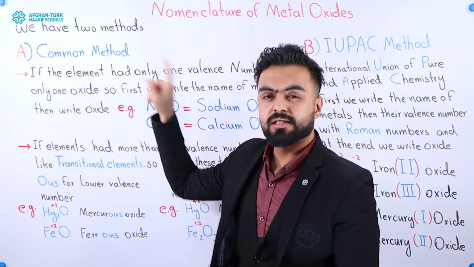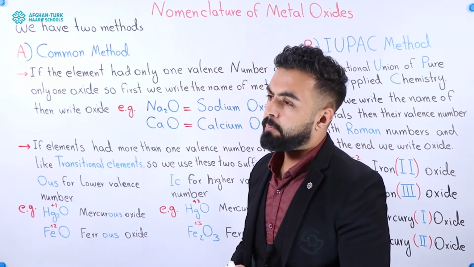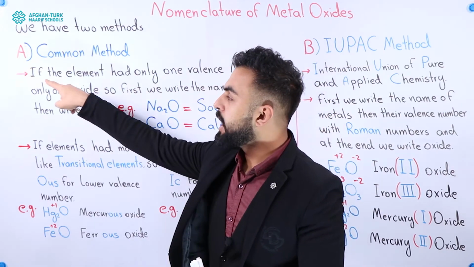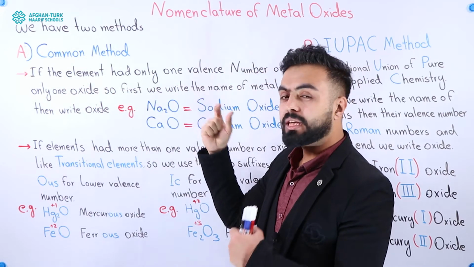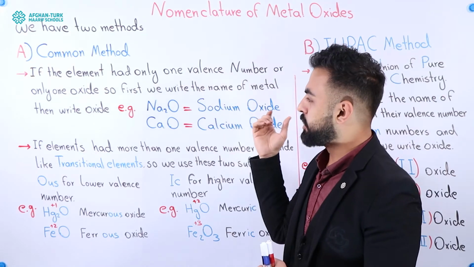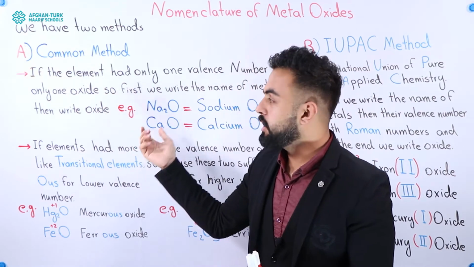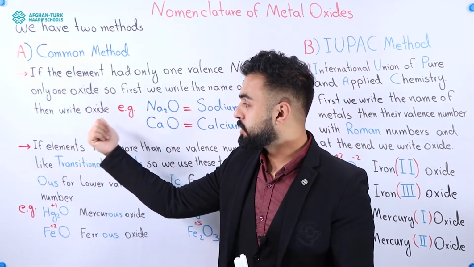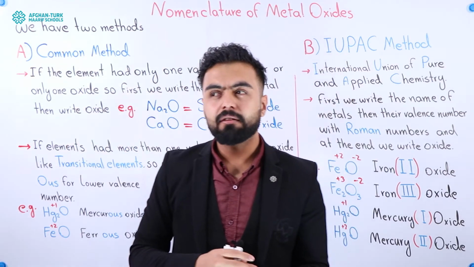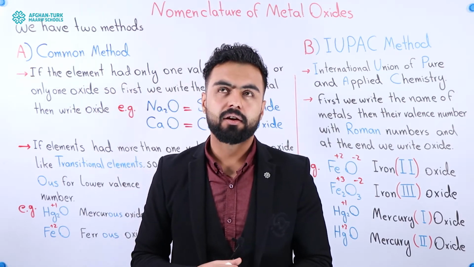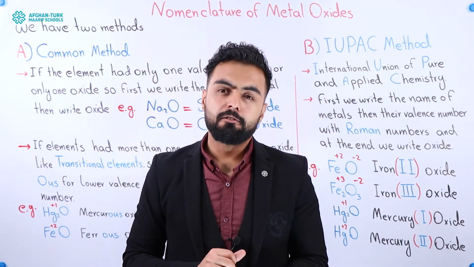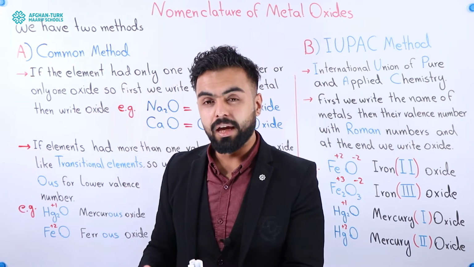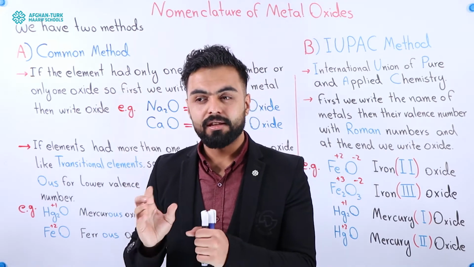First, it is the common method, which says if the element has only one valence number or only one oxide, we first write the name of the metal, then write oxide. We have metals, and there are two types of metals. First, those which are located in the main groups, and their valence number is specific.